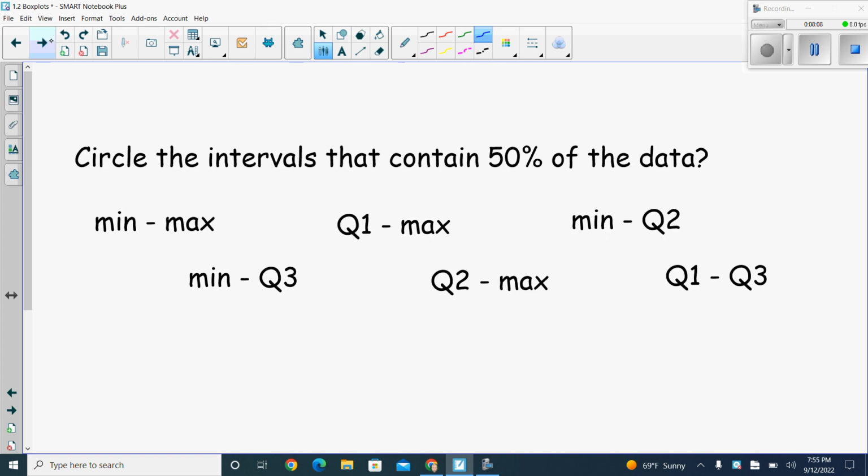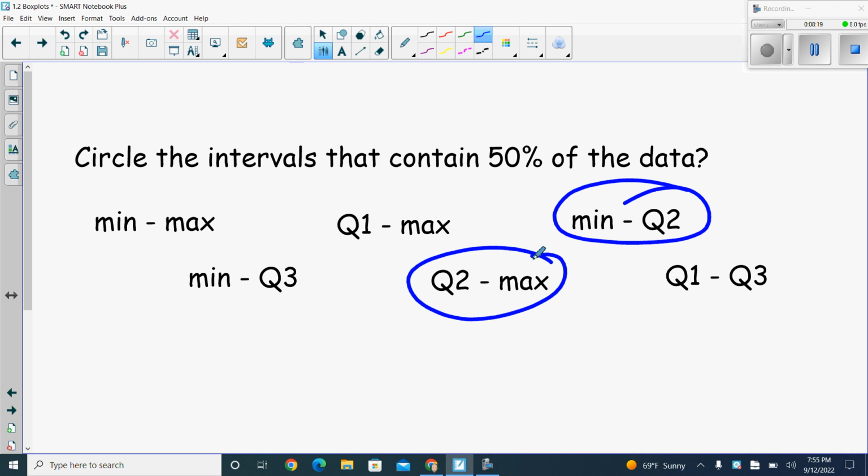Circle the intervals that contain 50% of the data. We've been through this a few times here. We can go from the min up to Q2 or median. We can go from Q2 to the max or median to the max. And then the interquartile range, Q1 to Q3.